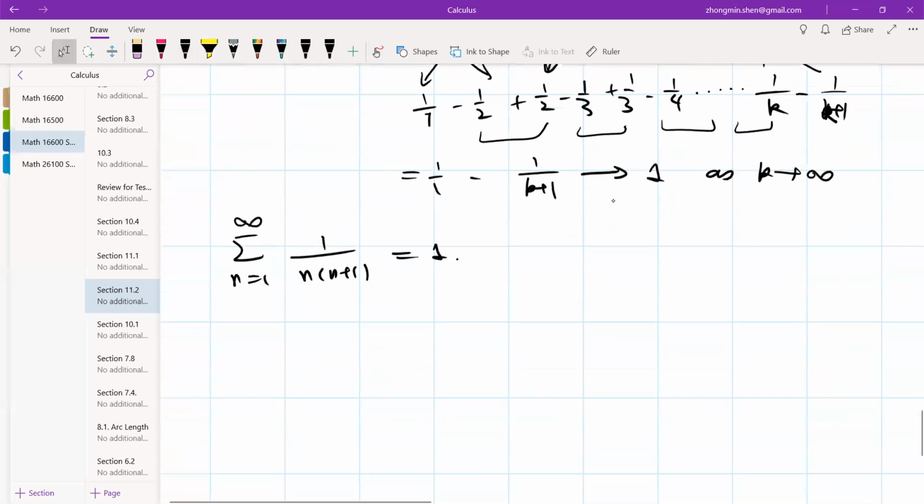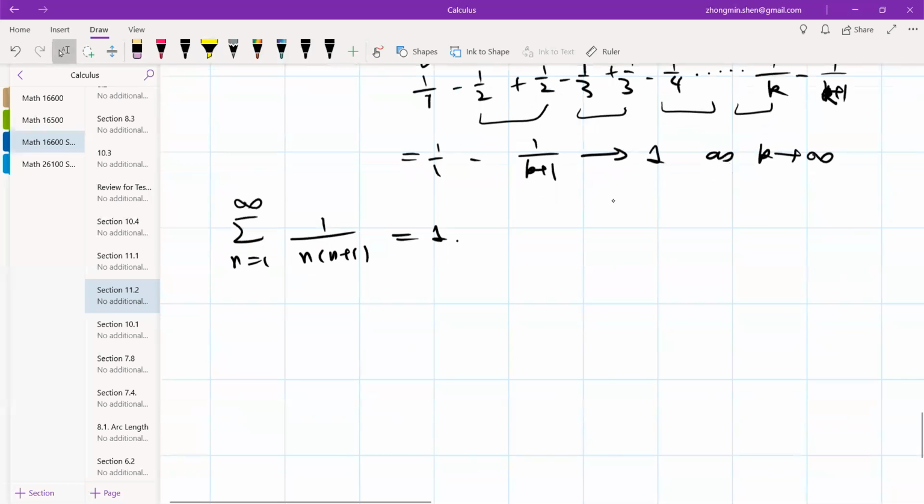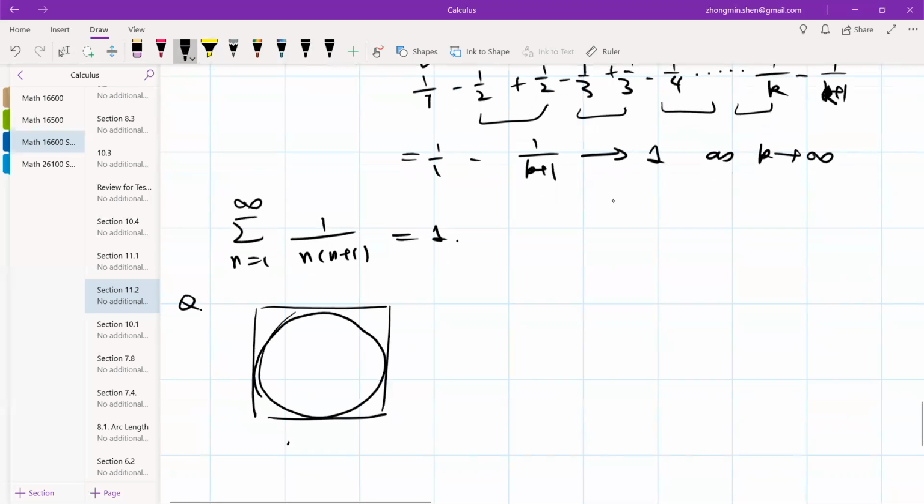Now another example is from a math competition for kids in middle school. I just saw the problem. This is a very interesting question. You have a square, a unit square, you put a larger circle there, right? There are many problems like that. Then you put a tiny circle here, then another tiny circle here. So there are infinitely many circles.